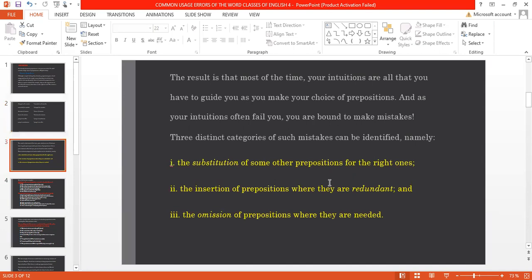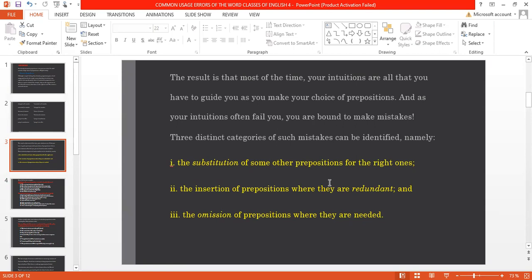All right? The result of the wrongness, why these mistakes occur, is what I'm trying to explain to you. The result is that most of the time, your intuitions are all that you have to guide you as you make your choice of prepositions. For you to determine which preposition is suitable for a particular expression, all you need is your intuition, all right? And oftentimes, your intuition fails you. Because your intuition fails you, you are bound to make mistakes.